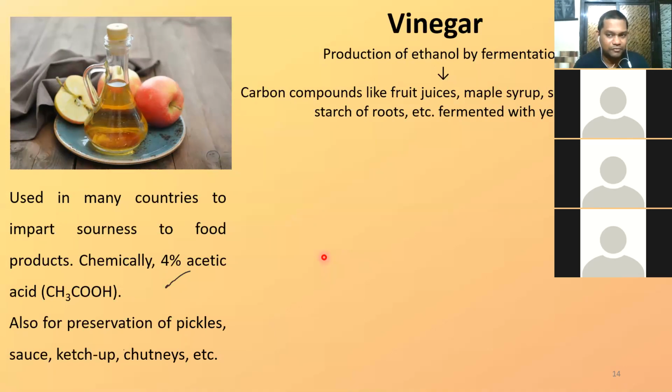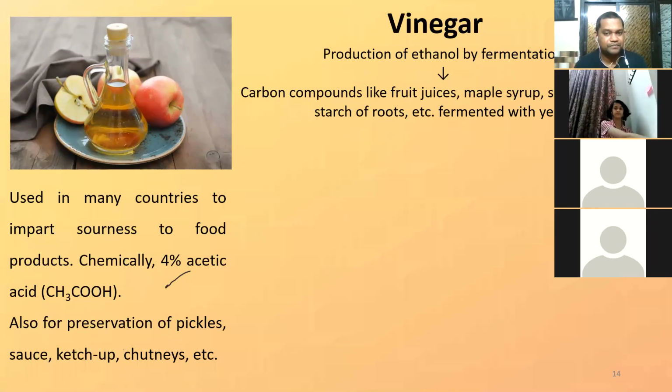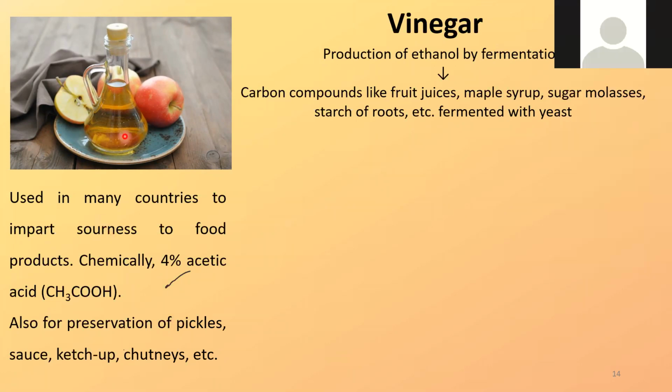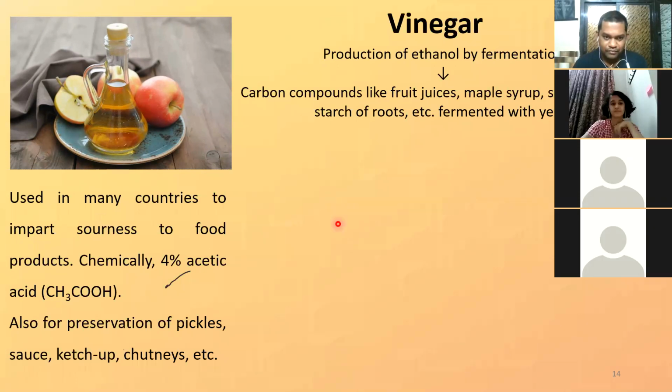There are carbon compounds, like you have fruit juice, maple syrup, or sugar molasses. What do you mean by sugar molasses? What is sugar molasses? It is not exactly the juice, but after extracting sugarcane juice, the dried matter which remains, the stem of it, that is the molasses. So that can be used to extract the carbon compounds, and we treat it with yeast, so you get the ethanol content out of it. Okay, and then what is the next step?